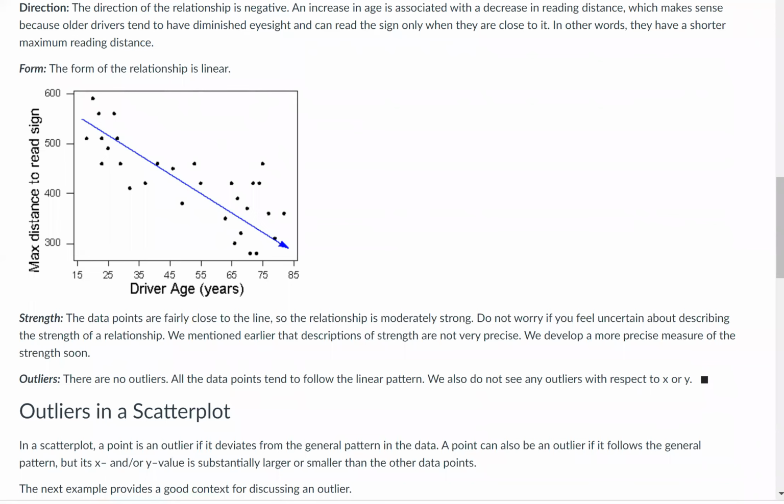Let's see the strength. How strong is it? Like I said, strength is a relative term, but the data points are fairly close to the line. Not great, but they're fairly close, to where I can tell it's a line and not just a big blob of points. So the relationship is moderately strong. It doesn't look great, but it looks all right.